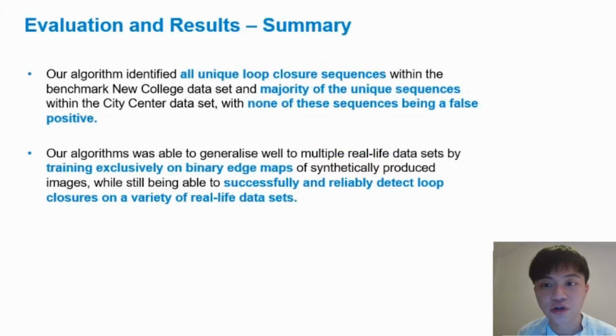So what do we conclude? Our algorithm was able to identify all unique loop closure sequences on the New College dataset and the majority of the unique sequences in the City Center dataset, with none of it being a false positive. Another interesting thing about our algorithm is that it was trained exclusively on binary edge maps of synthetically produced images, and when we tested it on this real life dataset, it was still able to successfully and reliably detect loop closures. So that's all for my presentation.